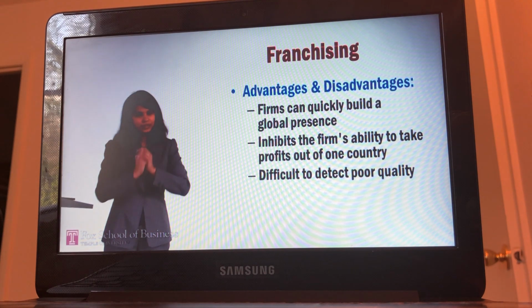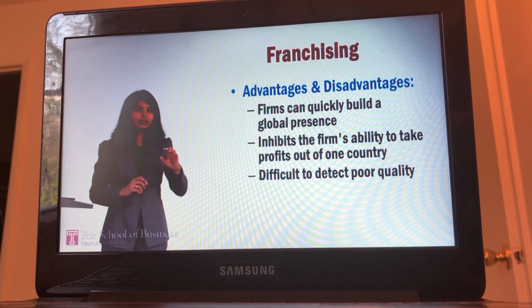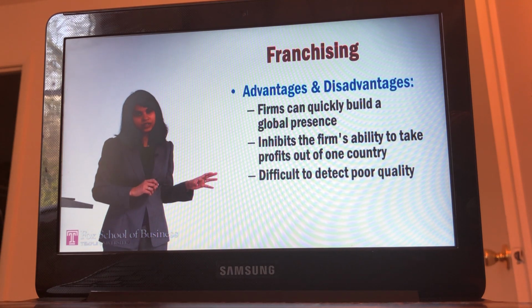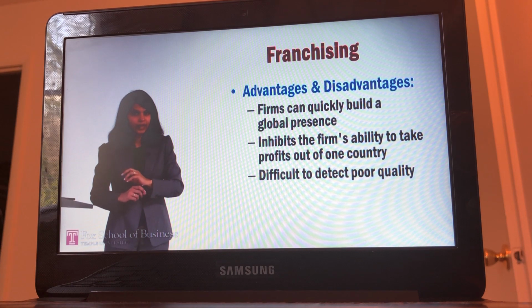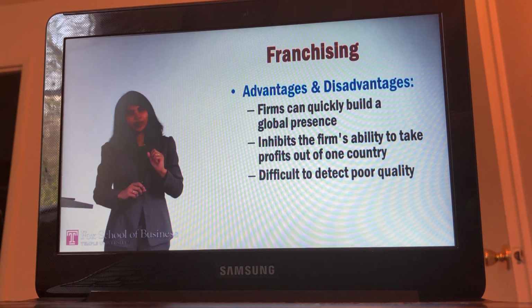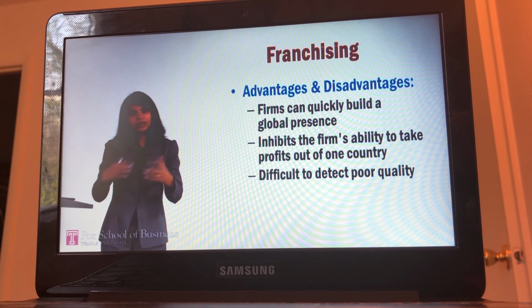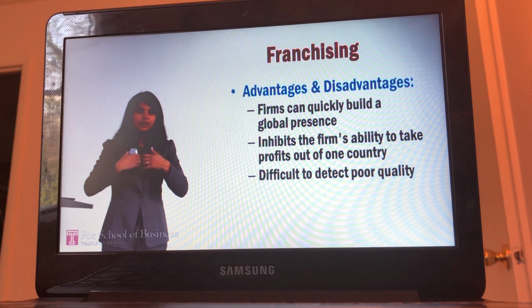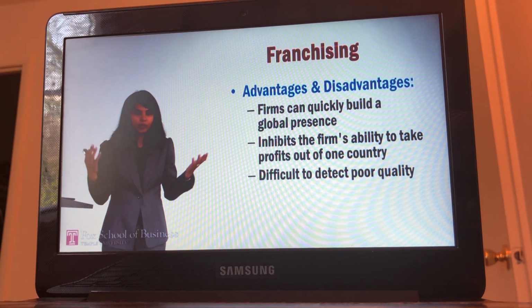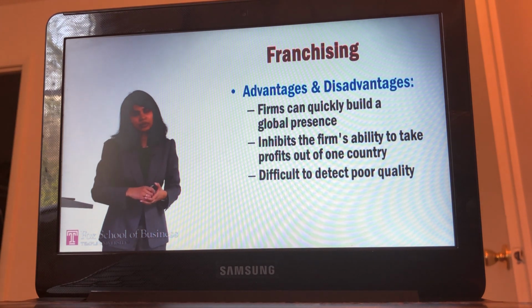Franchising is very similar to licensing. It's a specialized form of licensing, where licensing is much more common in the manufacturing industry. Franchising is more common in the services industry. Here again, there are certain advantages and disadvantages. Franchising is a way of quickly or rapidly building your global presence, as has been seen in the case of McDonald's and Starbucks. They have simply occupied the world market by quickly giving different franchises to local firms or local people there.